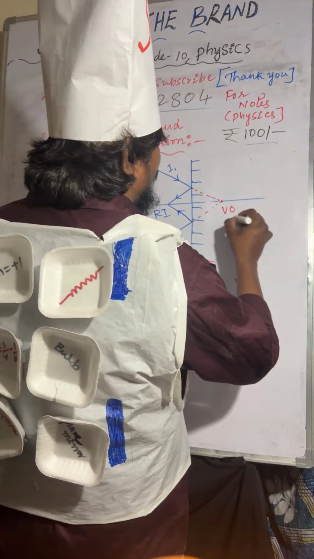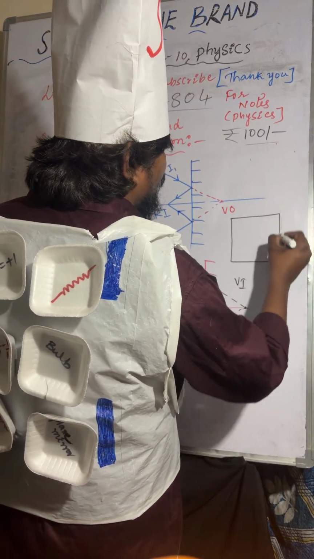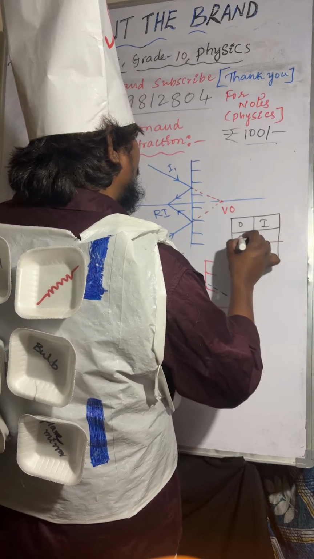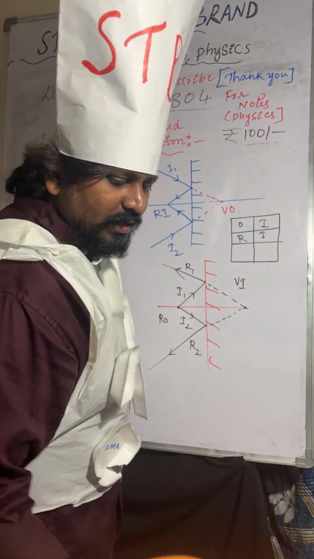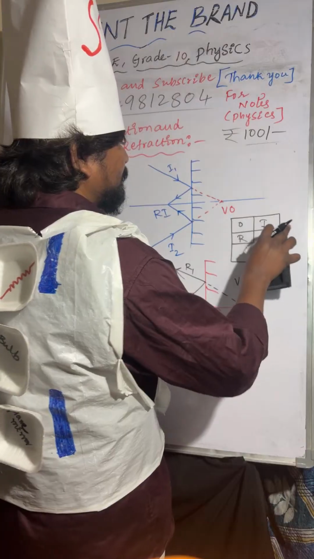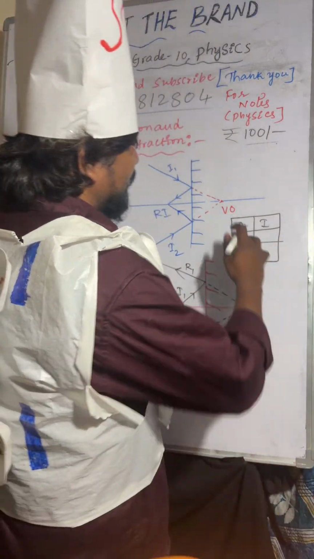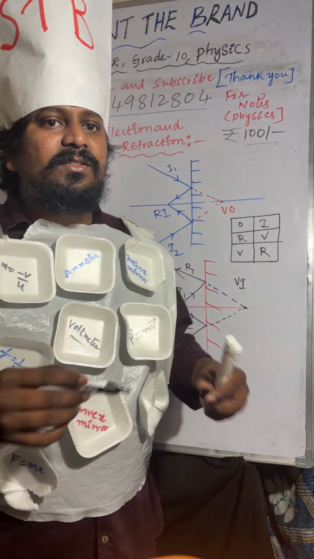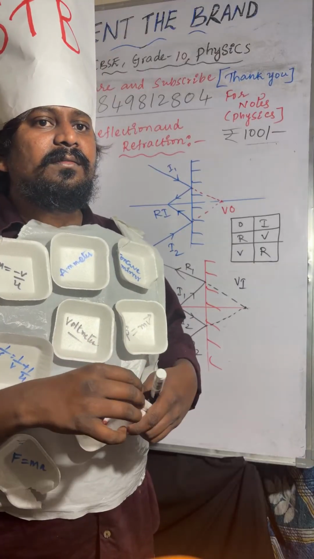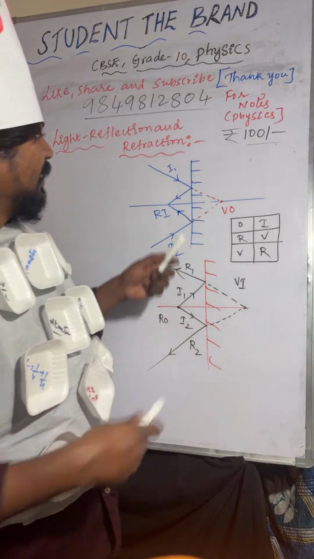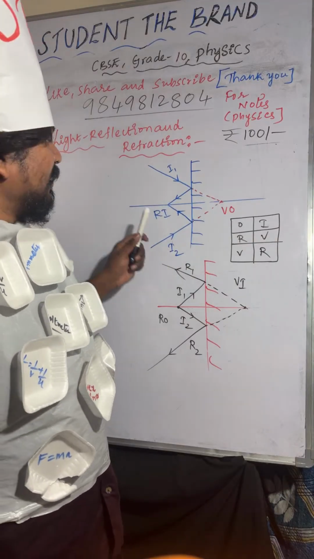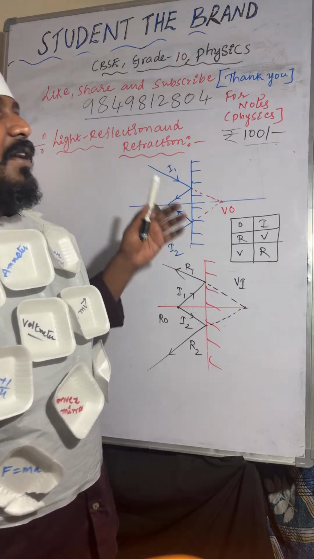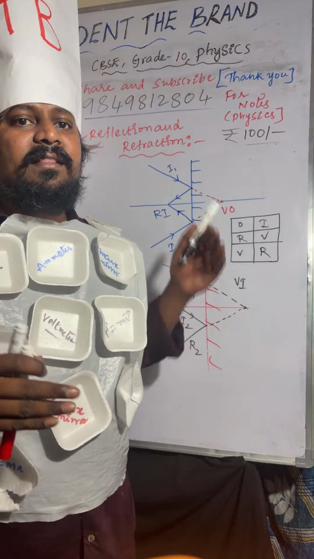Now you can observe object and image. Object is real, image is virtual. Object is virtual, image is real. Understood or not? Here you can observe I1, I2. After reflection those light rays are meeting at one point, so that is a real image. Why are we saying this is a real image?